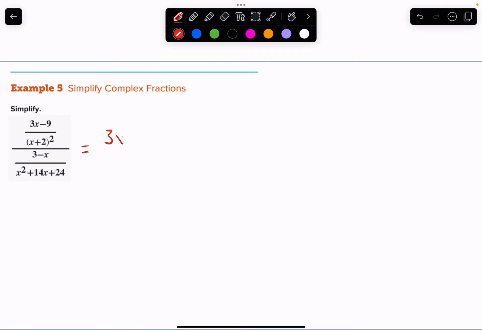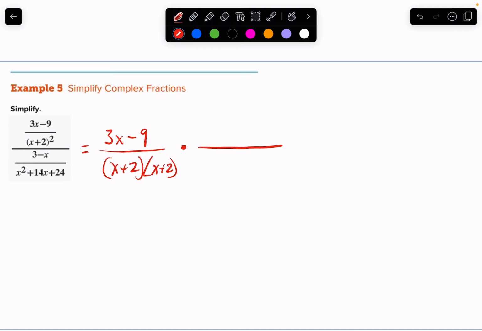Okay. 3x minus 9 over x plus 2 times x plus 2. That's what it means to be squared. I'm writing both because I like to be able to cross them out a little easier. Multiply, and then we're going to flip it over. 3 minus x goes down here, and I'm going to factor this bottom one. Each one gets an x. Factors of 24 that add to 14 would be 12 and 2, and they're both plus.